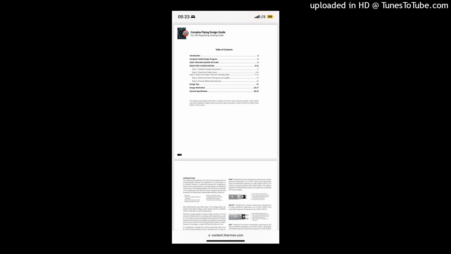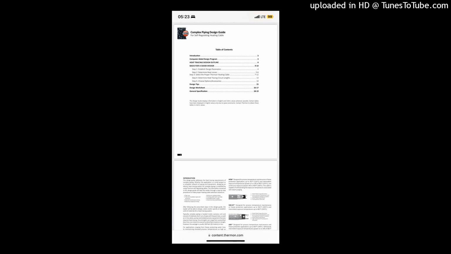Basis for a good design. To become familiar with the requirements of a properly designed electric heat tracing system, use the 5 design steps detailed here and on the following pages. Once comfortable with the steps and the information required, use the design worksheet included at the end of this design guide for applying these steps to a complex piping application.